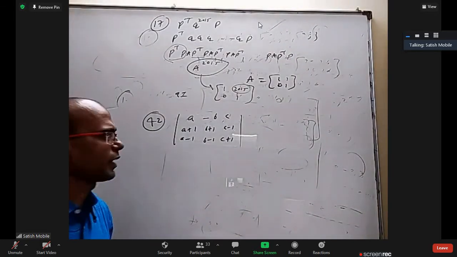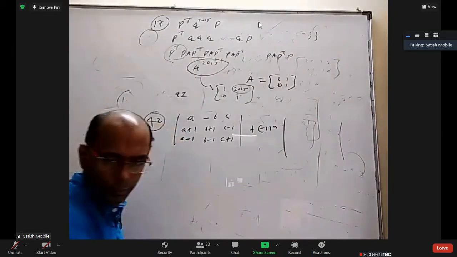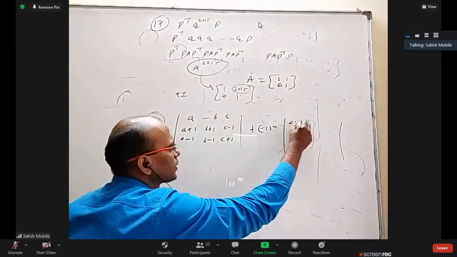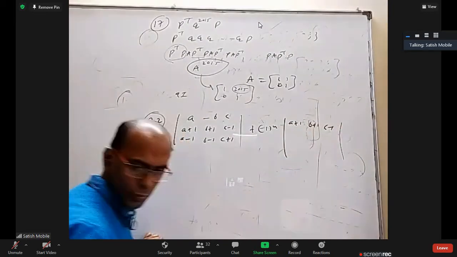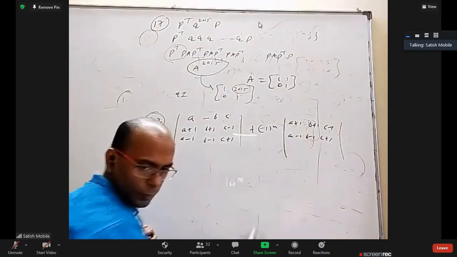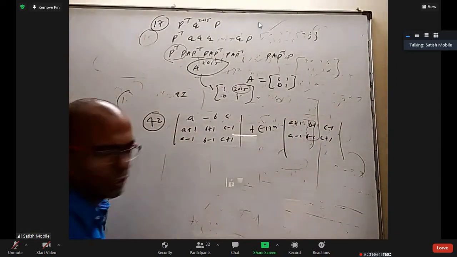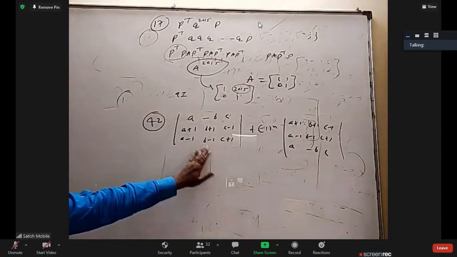In the second determinant, I am going to take minus 1 whole power n common and keep it as it is. That is A plus 1, B plus 1, C minus 1; A minus 1, B minus 1, C plus 1. I took minus 1 whole power n common, so it will be A minus B, C. Okay, this and this are more or less the same.